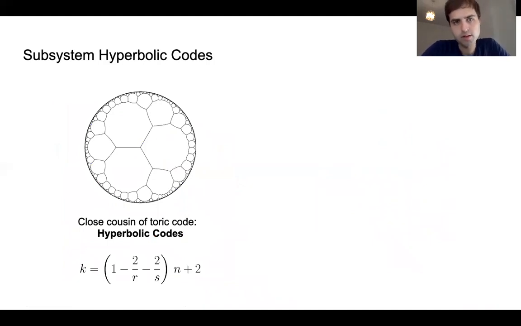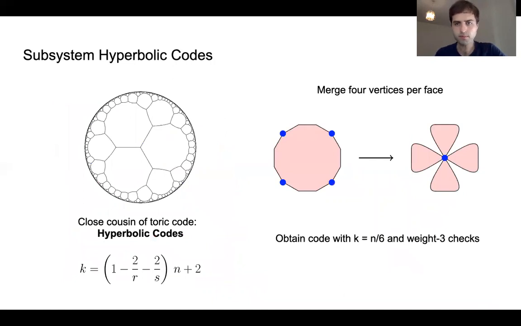Now we generalize this to hyperbolic tessellations, and hyperbolic codes are a close cousin of the toric code that have improved parameters, and in particular, they have a finite encoding rate, so the number of logical qubits grows with the number of physical qubits. And now we can merge the 4 vertices. In this particular tessellation here, is a tiling of a hyperbolic surface with 12-gons, where 3 12-gons meet at each vertex. And we can now merge 4 vertices per face to form these clover shapes.